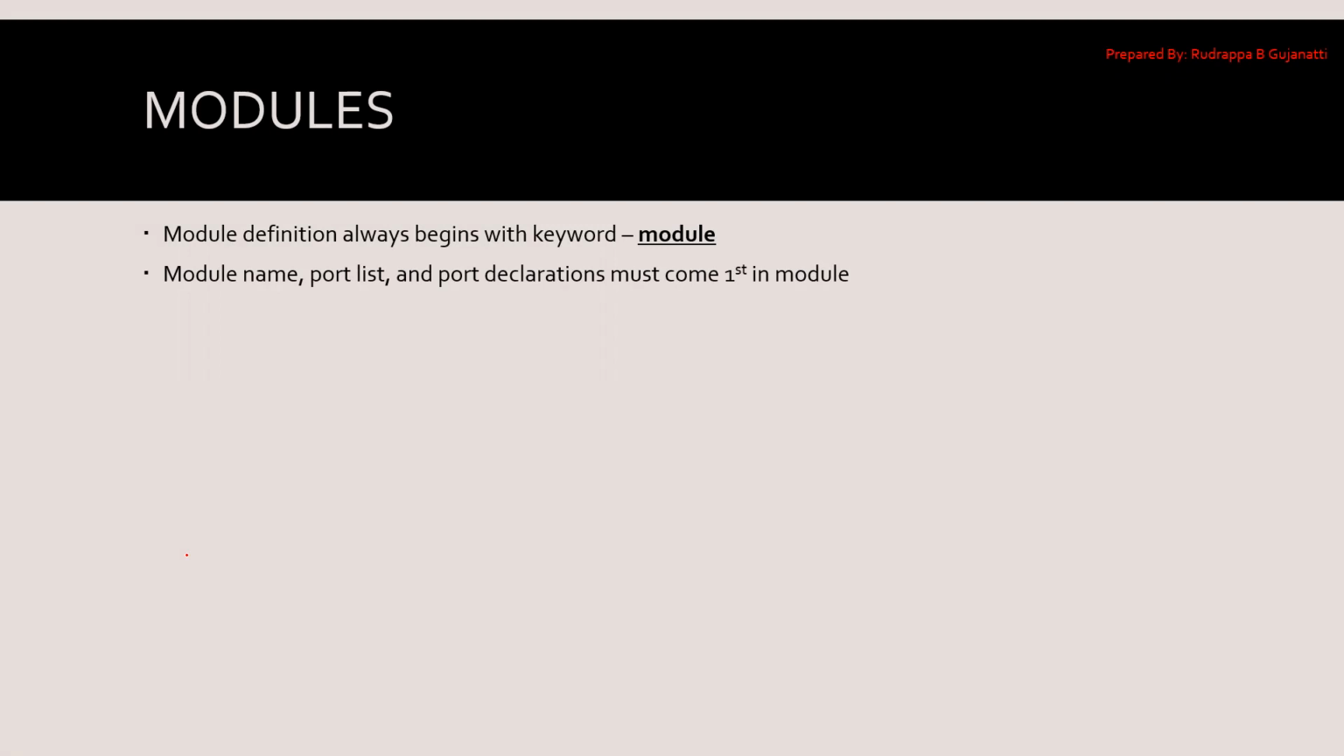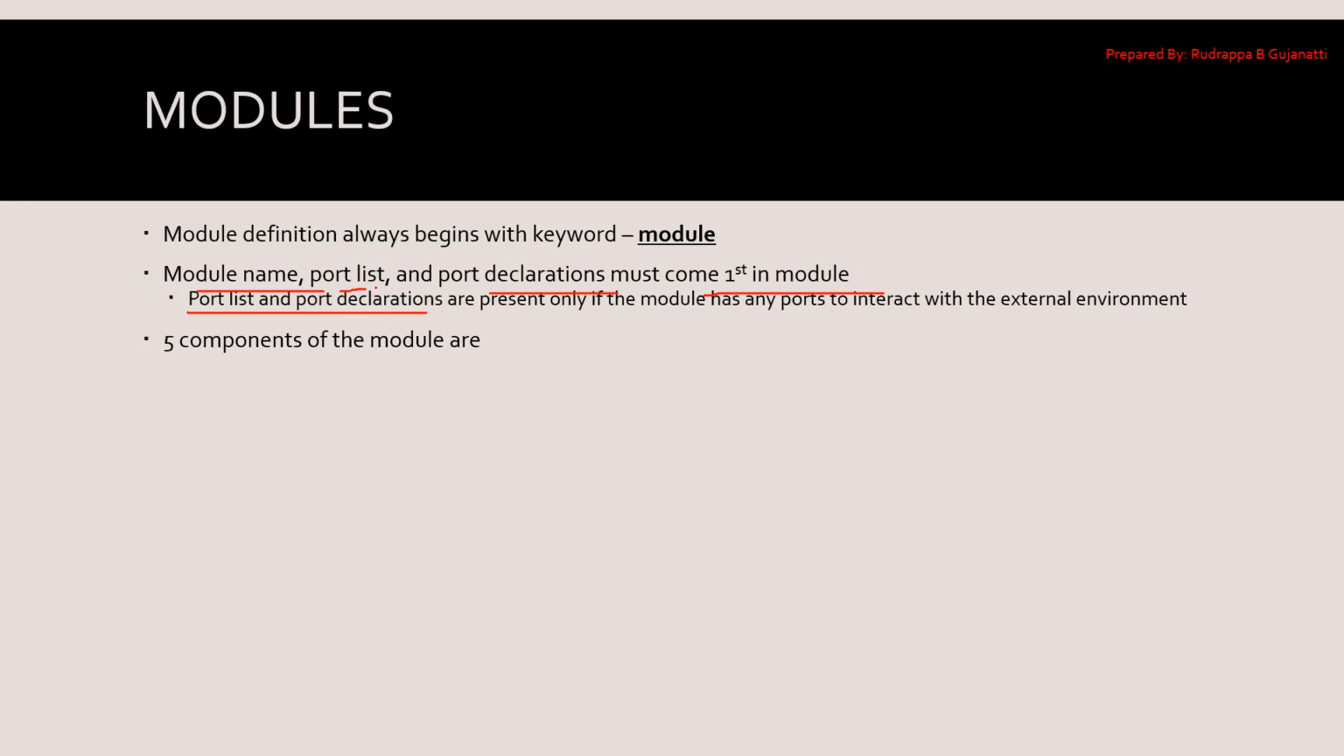The first part is the module name, port list, and port declaration, which is the first thing that comes when we are declaring or defining a module. Under this, we have the port list or the terminal list and the relevant declarations, either input, output, or both. If no ports are available, then these things won't be present.